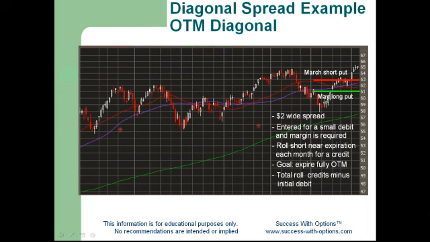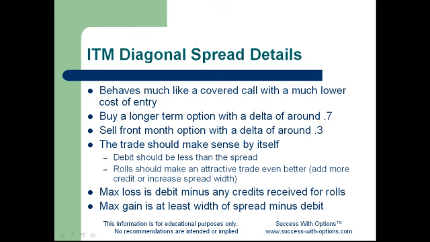Let's take a look at the in-the-money diagonal spread just a little more closely. This trade is going to behave much more like a covered call, but the cost of entry will generally be much less expensive. You'll want to buy a longer term option with a delta of around 0.7 to simulate the behavior of the underlying stock or ETF. You'll sell the front month option with a delta of around 0.3, much like you would for a covered call.